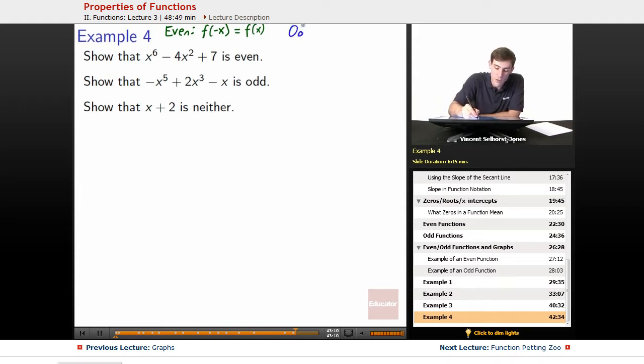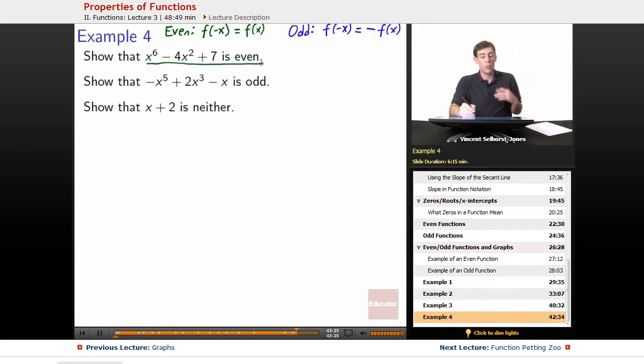If we do the odd version, then if we plug in the negative of a number, it comes out to be the negative of what we'd get if we'd plugged in the positive version of the number. All right, so first one, show that x to the 6th minus 4x squared plus 7 is even. So that was really seeing the expression as if it were a function. Let's show this by showing that if we plug in negative x, it's the same thing as plugging in positive x. So on the left, we'll plug in negative x.